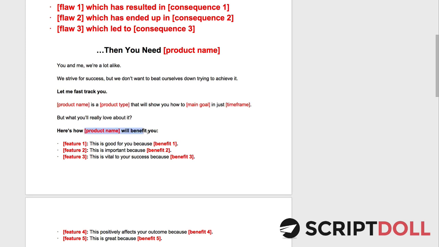Here's how product name will benefit you. So whatever our product is, this is how it'll benefit you. Then we've got a feature. It's blue, and this blue color of it is good for you because it will keep bugs away. All right, whatever it may be, but you get the idea.